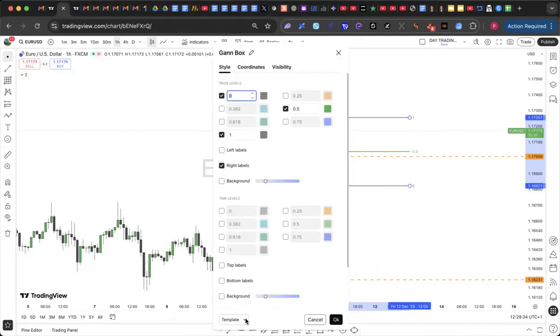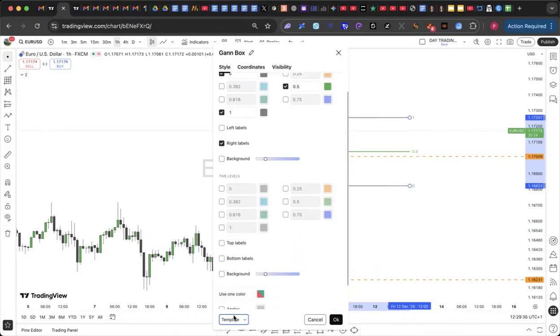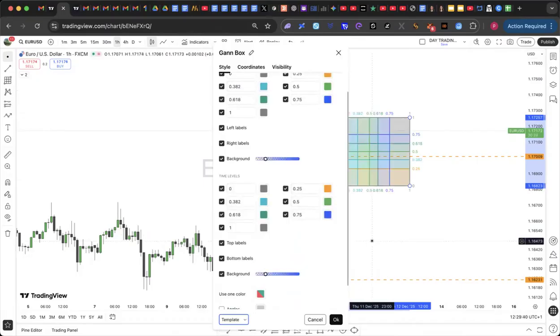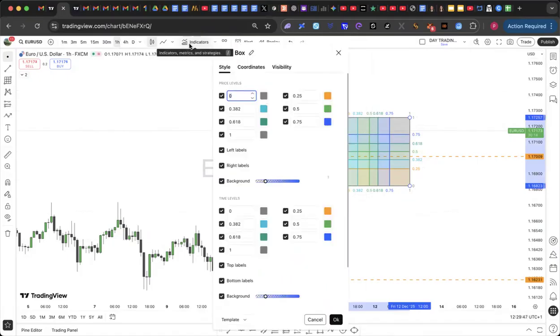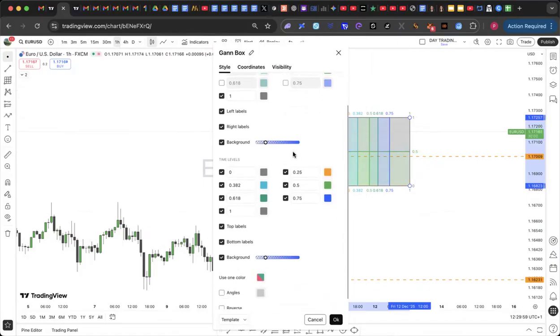So when you do yours, it's going to be like this. Click on it, and then you go to settings. You remove this 38. You remove this 61. You leave 1. You remove this 25. You remove this 75. You remove this background.